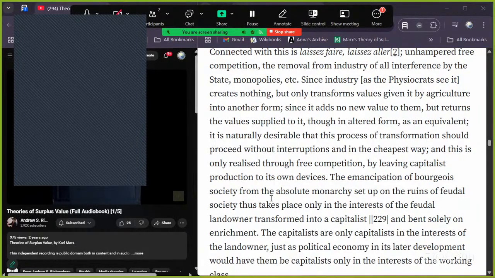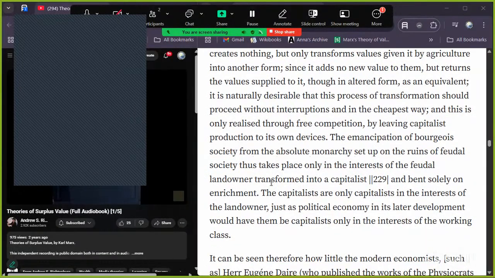The emancipation of bourgeois society from the absolute monarchy set up on the ruins of feudal society thus takes place only in the interests of the feudal landowner transformed into a capitalist and bent solely on enrichment. The capitalists are only capitalists in the interests of the landowner, just as political economy in its later development would have them be capitalists only in the interests of the working class.